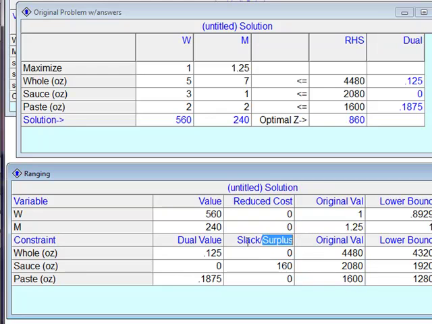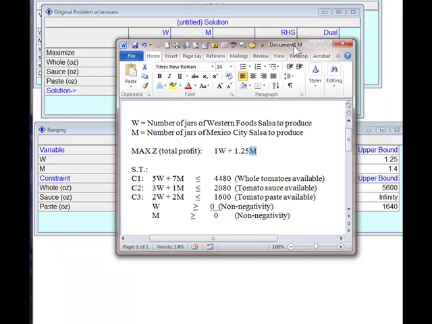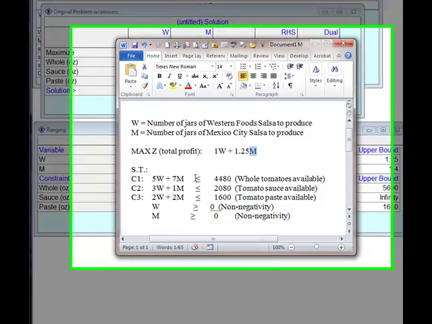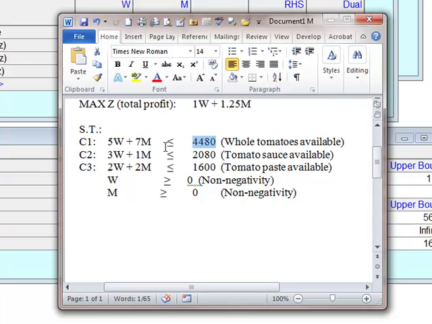Now, what is a slack or what is a surplus? When we look at our formulation, for a less than constraint, we want the summation of the left side to be less than the right hand side. So a slack is how much this left side falls short of the right side. On the other hand, a surplus would be how much the left side goes over or exceeds the right side for a greater than constraint.